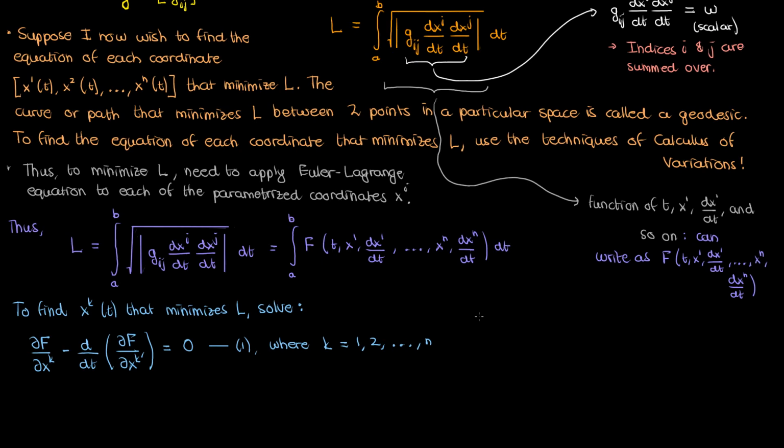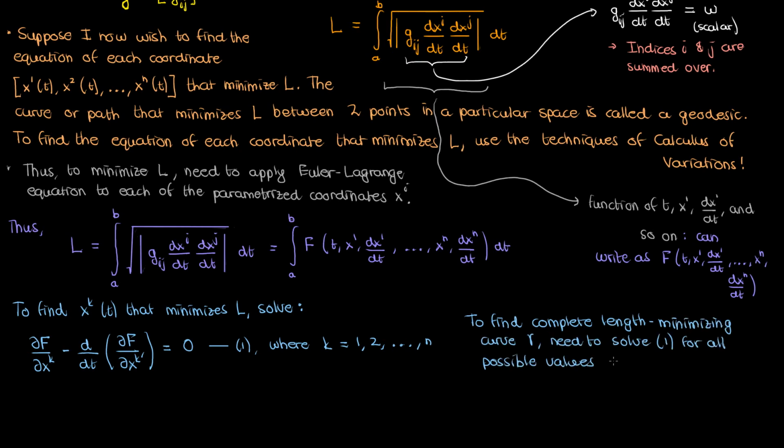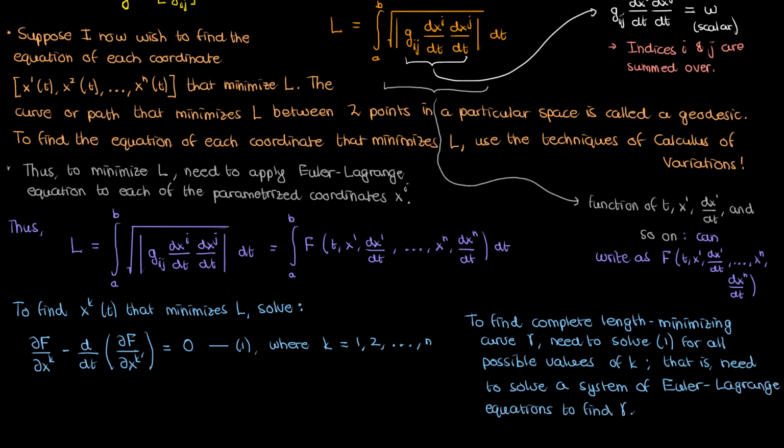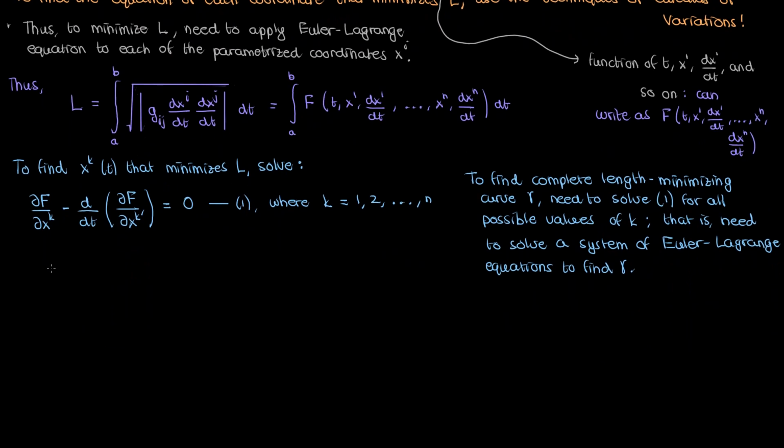Now this Euler-Lagrange equation is just the generic equation for finding the x super k coordinate. If I wanted to find the complete curve gamma, I'd have to solve equation 1 for every value of k, so from 1 all the way to n. So if I wanted to find my complete length minimizing curve gamma, I'd need to solve a system of n different Euler-Lagrange equations for each parametrized coordinate. So hopefully that makes sense.